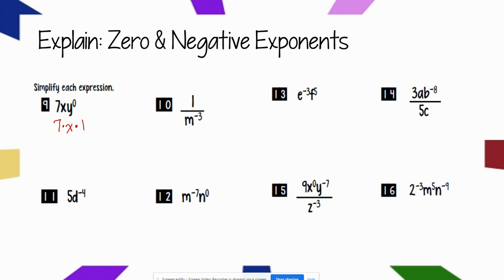So really this is like saying 7 times x times 1. Well, I would combine 7 times 1, which is just 7, and then times x means that I would have just 7x.